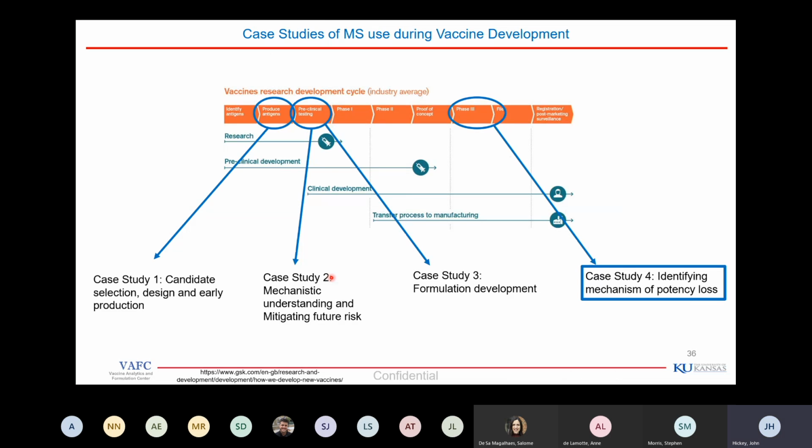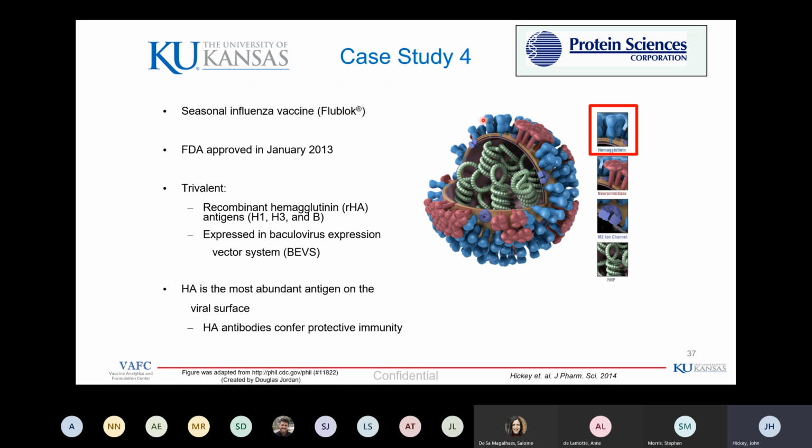Okay. So finally, case study 4. This is mainly using MS-based techniques to identify the mechanism of a potency loss. This is a late stage development project we had a couple years ago with Protein Sciences, before they were purchased by Sanofi, for their influenza vaccine, known as Flublok. It's a recombinant hemagglutinin, expressed in baculovirus.